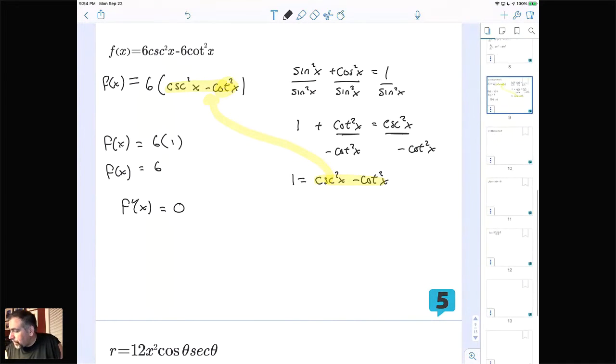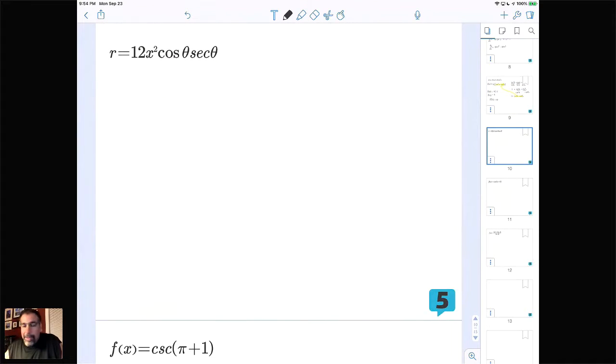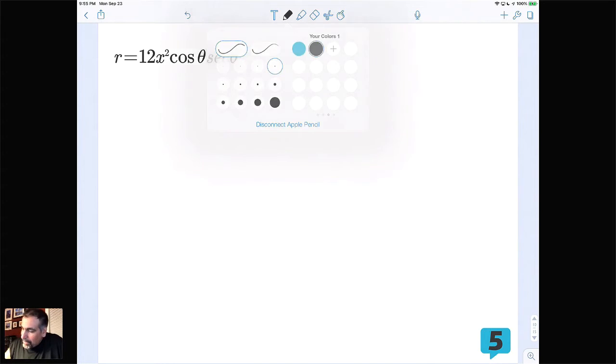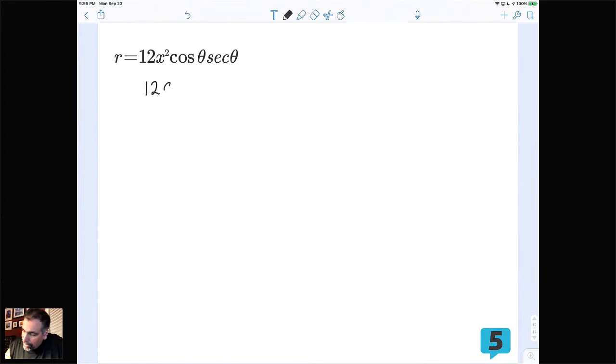Here's another example for you guys, along the same lines. Again, the first thing I noticed is I have made a little bit of a typo on this one. I wasn't trying to trick you. Let me rewrite this one. This is really 12 theta cosine theta secant theta. So I mistakenly put an x there. That should really be a theta. So theta squared.